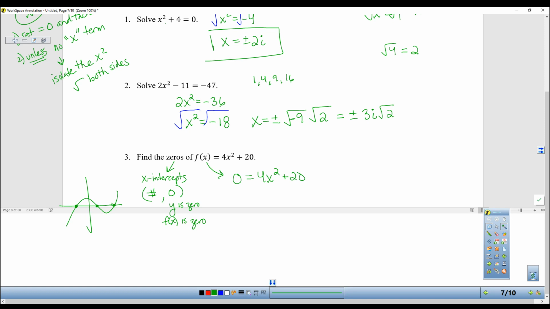I see an x squared in my equation, but no x term. So I can just subtract 20, divide by 4, and take the square root of both sides. Don't forget your plus or minus. So when you break this down into parts you can do and parts you can't, the only thing you can do is the negative. So the final answer is just plus or minus i square roots of 5.